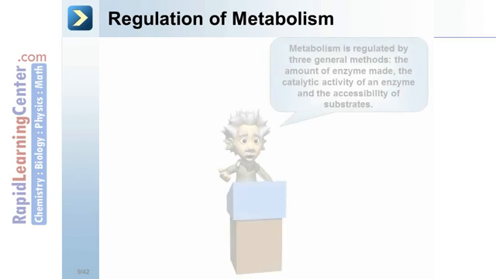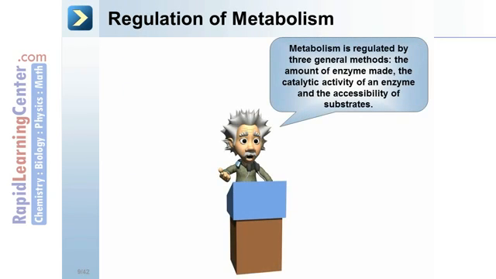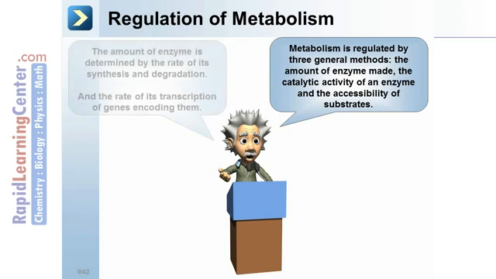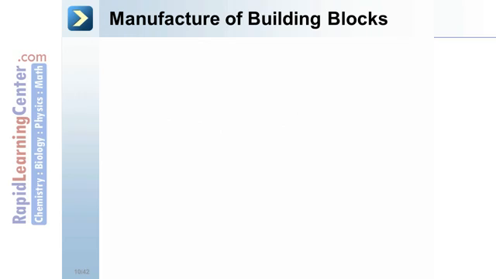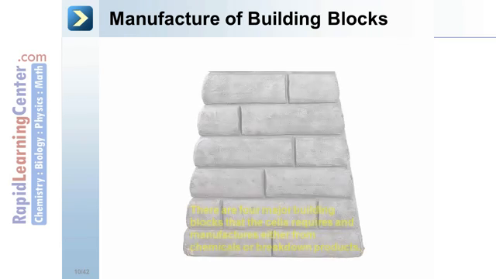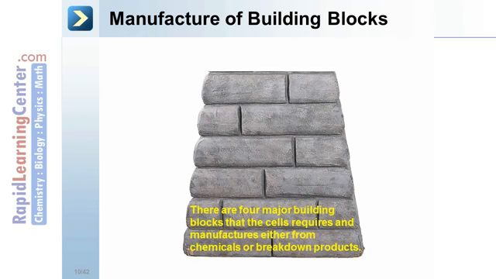Regulation of metabolism. Metabolism is regulated by three general methods: the amount of enzyme made, the catalytic activity of an enzyme, and the accessibility of substrates. Manufacture of building blocks. There are four major building blocks that the cell requires and manufactures either from chemicals or breakdown products. These four building blocks include nucleic acids, carbohydrates, proteins, and lipids.